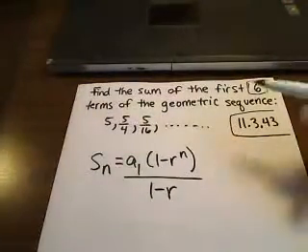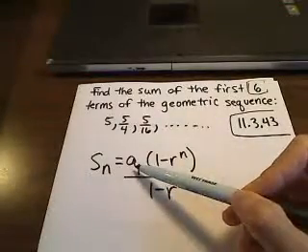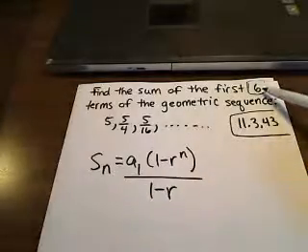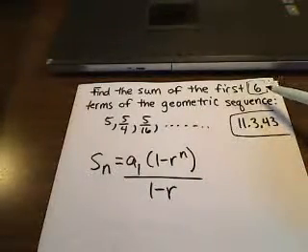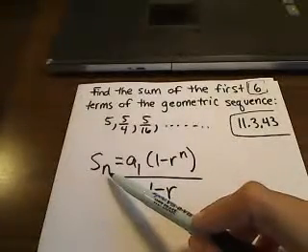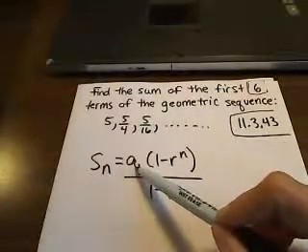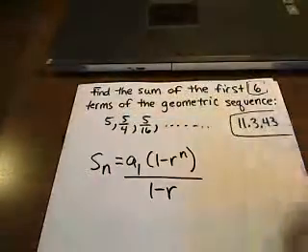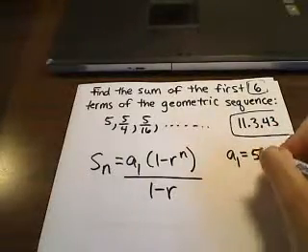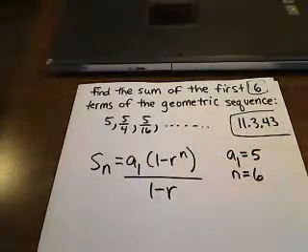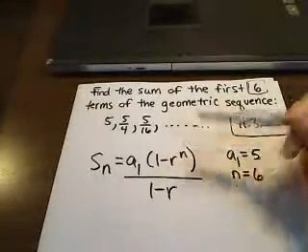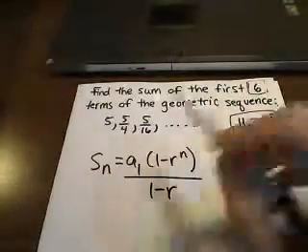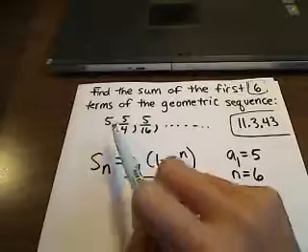The pieces we need to use this formula are a sub 1, r, and n. The n is given to us as 6, since we're summing the first 6 terms. A sub 1 is always the first term in your sequence, so a sub 1 is 5. Then I also need r. R is the common ratio in a geometric sequence, and you find it by taking the ratio of successive terms.